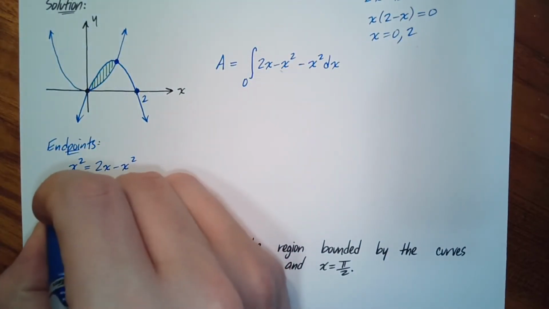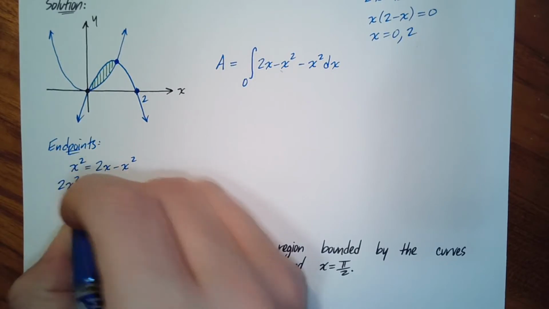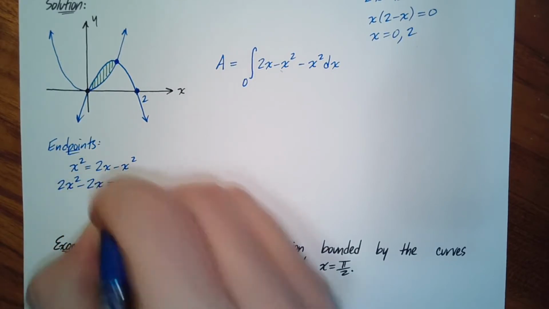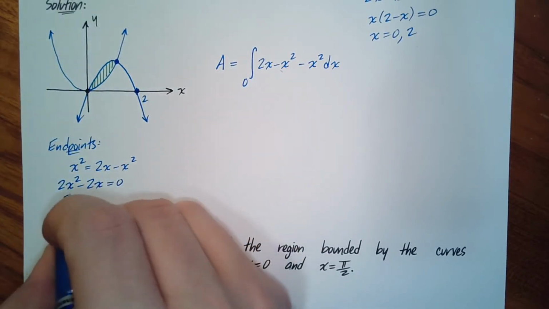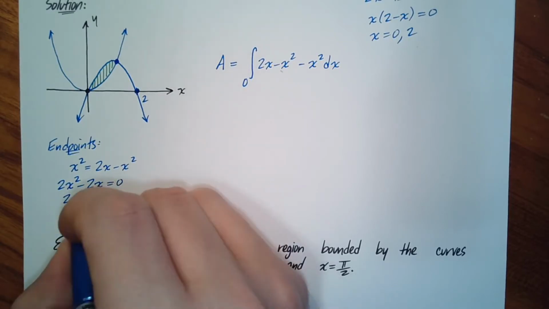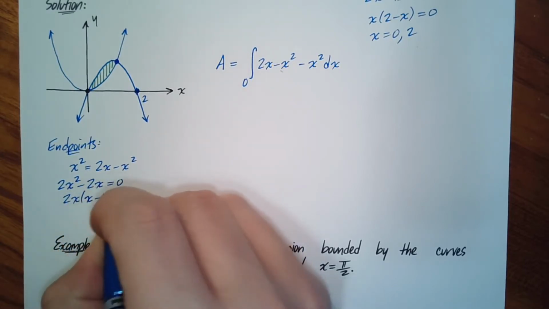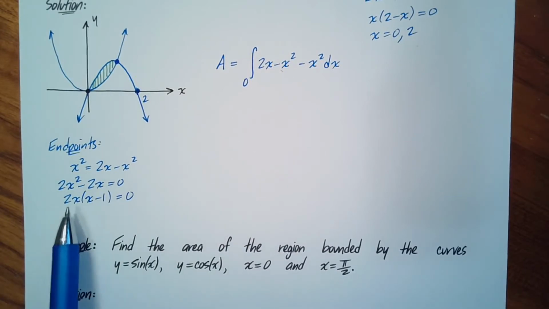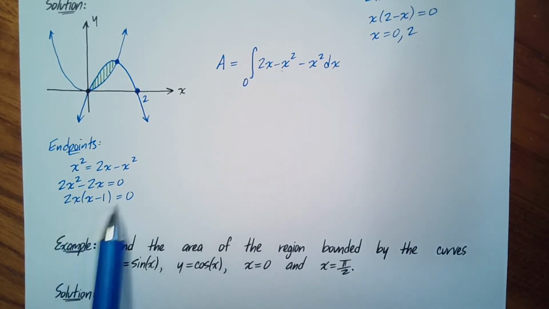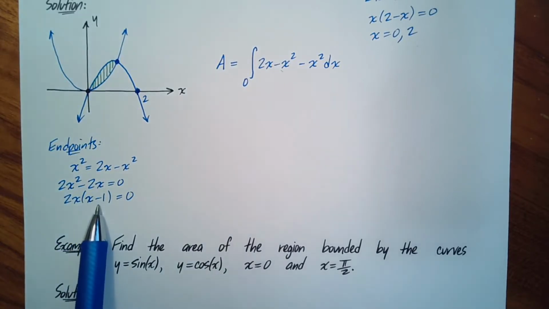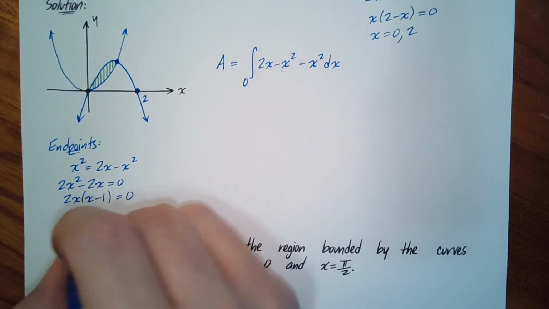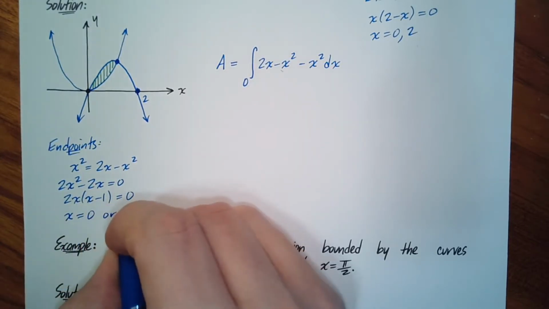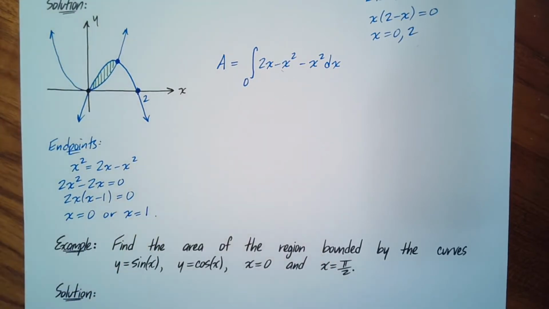You can solve this however you like, but my suggestion is to move everything over to the left-hand side, and what you're going to get is 2x squared minus 2x is equal to 0, and if you factor out a 2x, you'll get 2x times x minus 1 is equal to 0. Well, now you can just say, okay, when x is equal to 0, that's going to set this to be 0, so the whole thing will be 0, or when x is equal to 1. That's the other place where the left-hand side will be equal to 0, so we'll have x is equal to 0, or x is equal to 1.